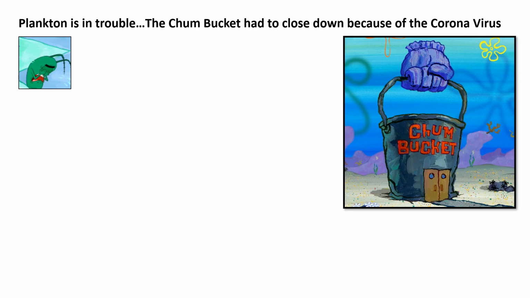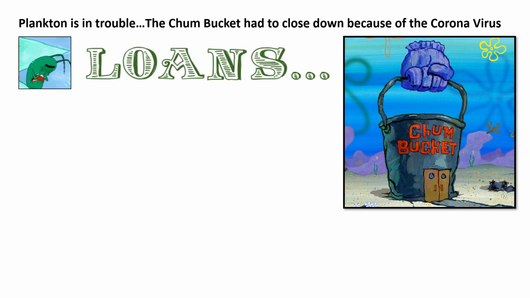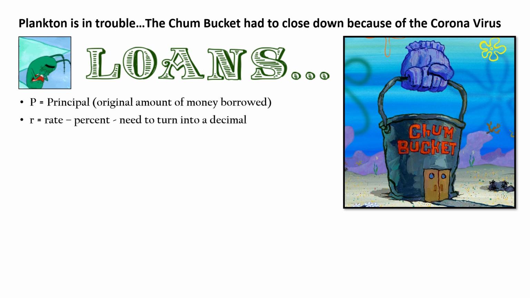Now, Plankton is in trouble. The Chum Bucket had to close down because of the coronavirus. We're going to look at a different type of question here. Now we're going to talk about loans. We're still going to use the same formula and the same information, but now instead of investing money, we're going to be borrowing money. So P, the principal, is going to be the original amount of money borrowed. The R is still going to be the percent, which you still need to turn to a decimal. The T is still time in years.